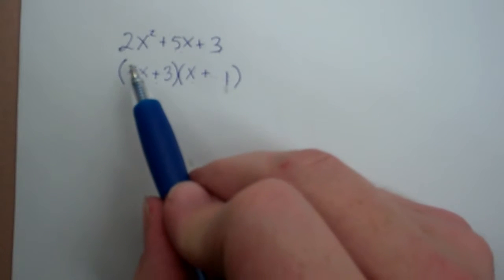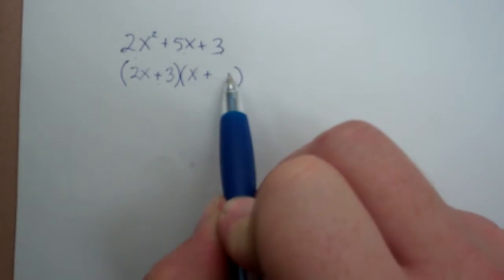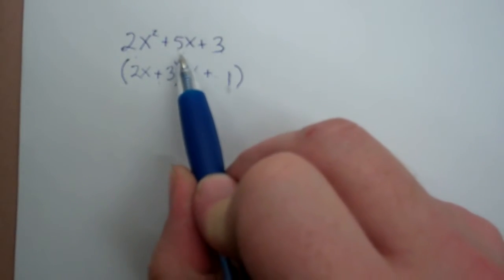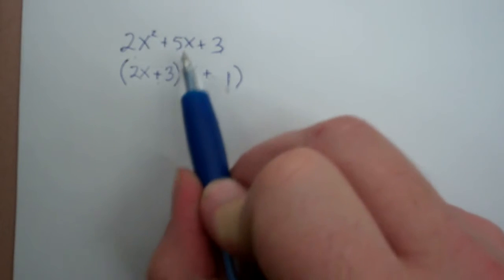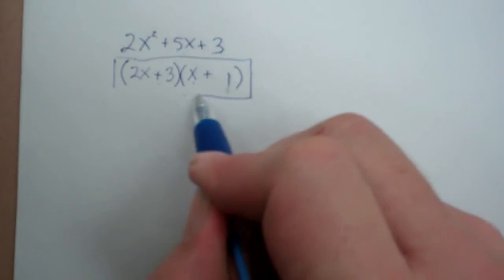Again, let's check. 2x times 1 is 2x. 3 times x is 3x. 2x plus 3x is 5x, and so this has been factored correctly.